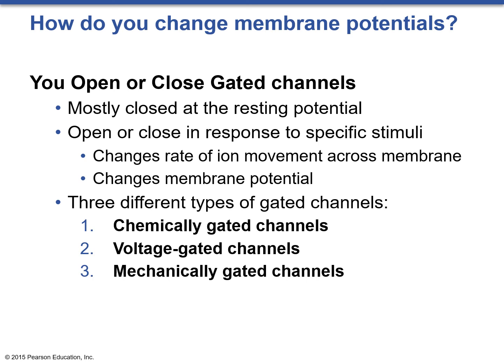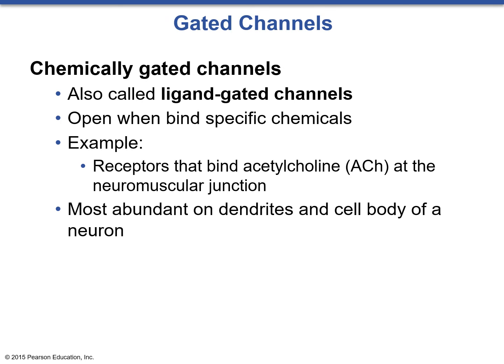There are 3 types of gated channels: chemically gated or ligand gated, voltage gated channels, and mechanically gated channels. Chemically gated channels are also called ligand-gated channels. They open when they bind with a specific chemical in the body. An example could be the receptors that bind acetylcholine at the neuromuscular junction when we talked about skeletal muscle. They are most abundant on dendrites and the cell body of a neuron. Another way to look at these is also neurotransmitter responding channels.